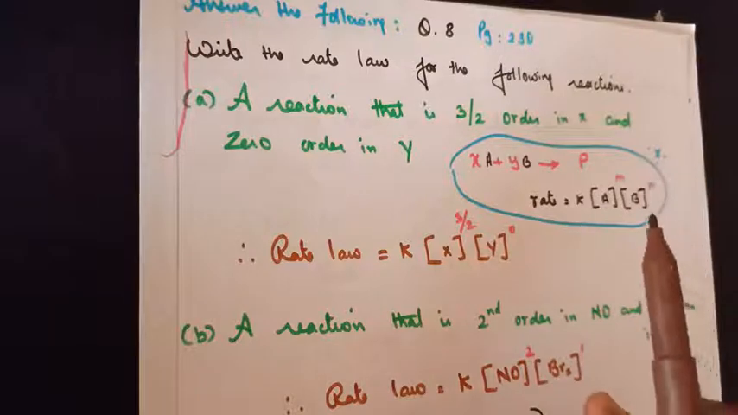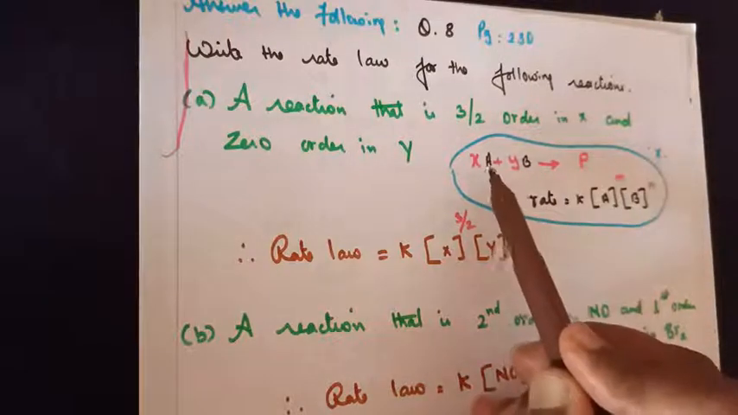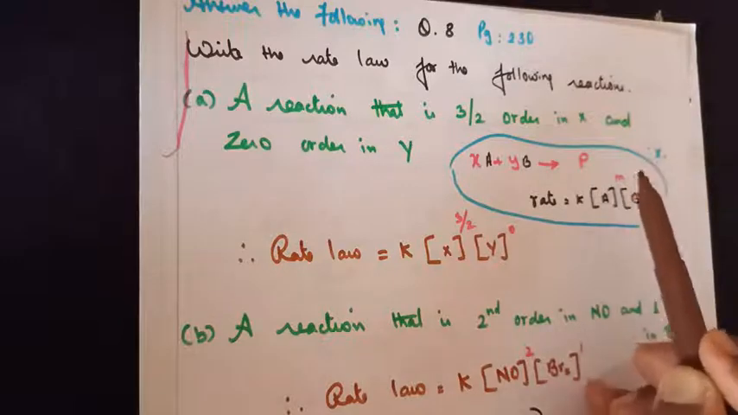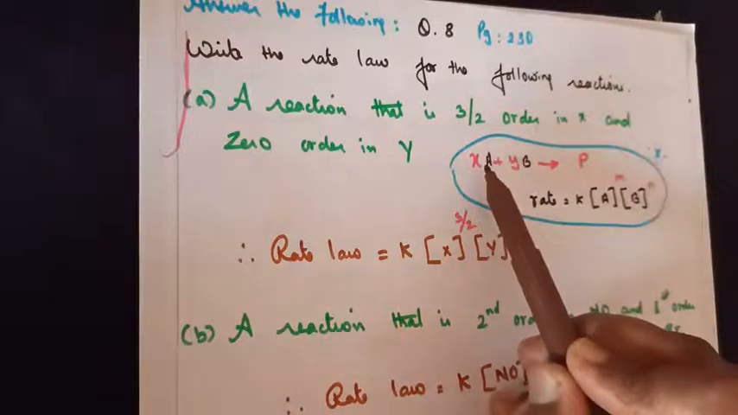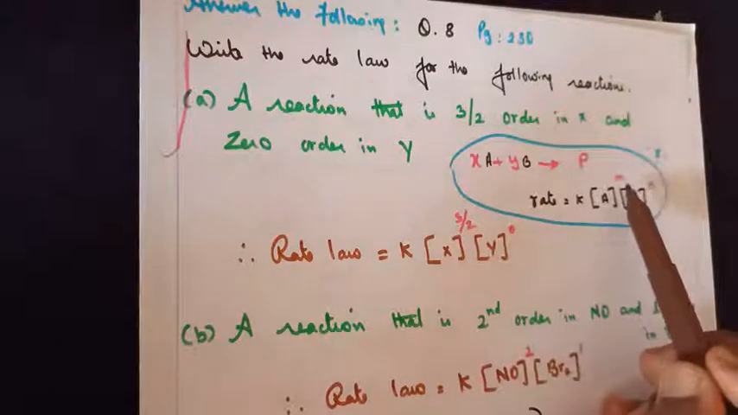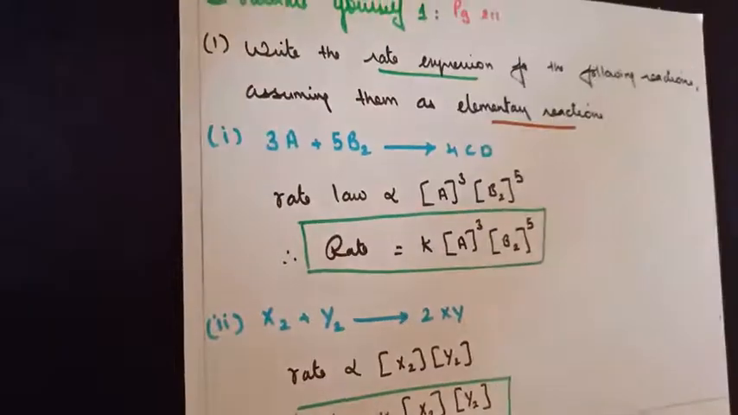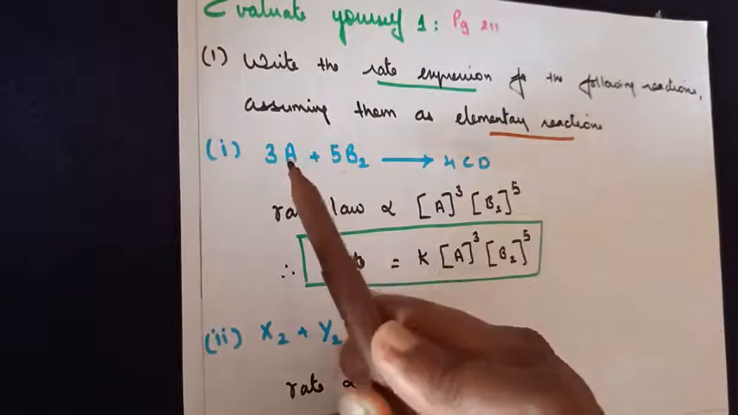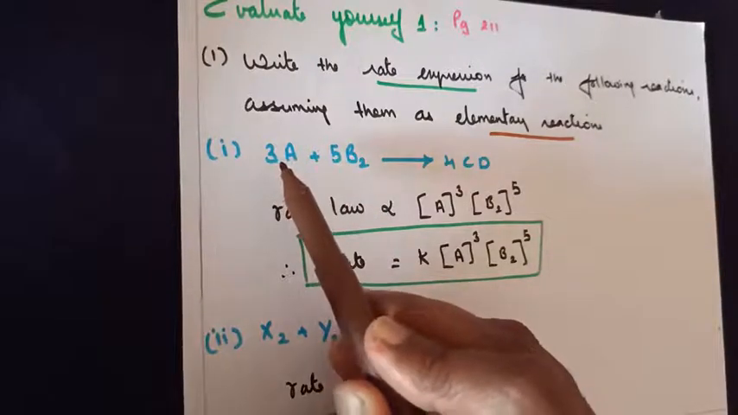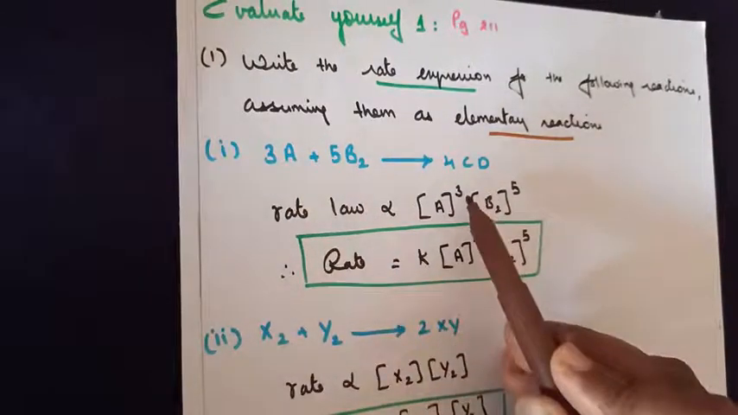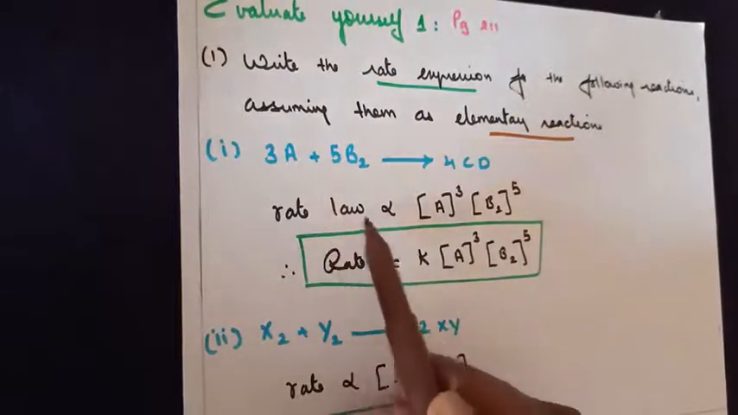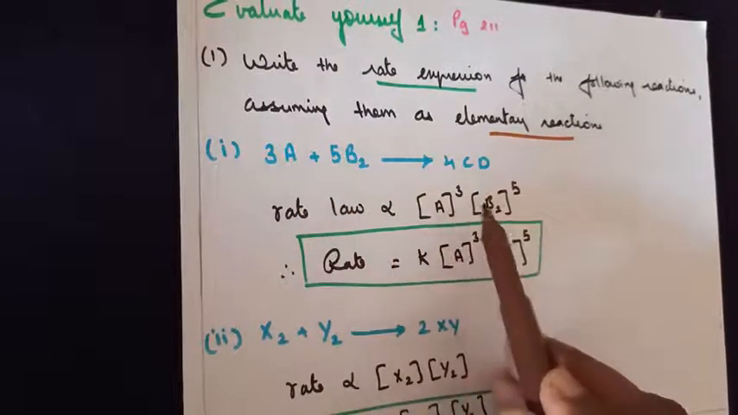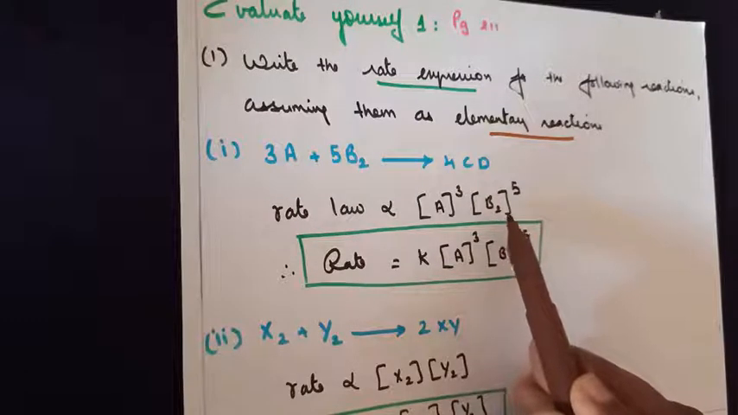So in some reactions the stoichiometric coefficient is the same as the order. Sometimes the stoichiometric coefficient will be different, and the order will be different. And that's the reason here when they have given an elementary reaction, you consider the stoichiometric coefficient to be the same as the order. So all you have to do is, rate law is proportional to the concentration of the reactant A and the concentration of the reactant B2.